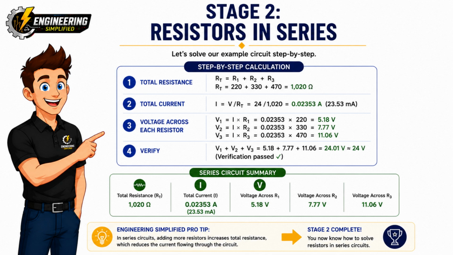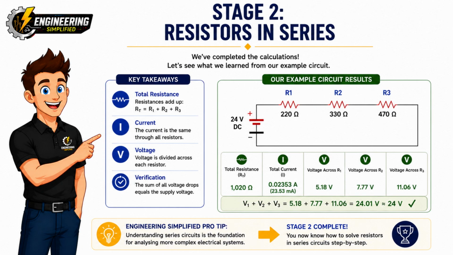Before we move on to parallel circuits, let's take a moment to recap what we've learned about series circuits. The first rule is that the total resistance is simply the sum of all the resistors connected in series. The second rule is that the current is the same through every resistor, because there is only one path for it to follow. The third rule is that the supply voltage is shared between the resistors. Each resistor has its own voltage drop, and the size of that voltage drop depends on the resistor's value.